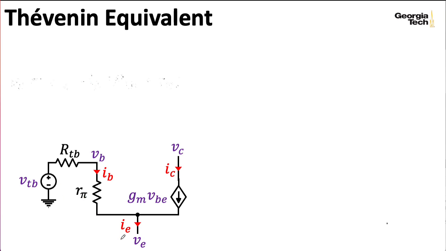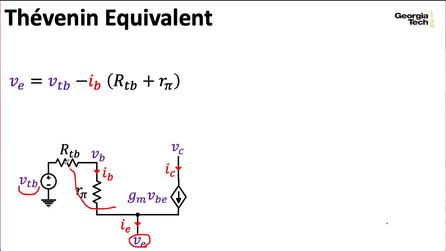All right, so we can say that the voltage at the emitter here is the voltage associated with this Thevenin equivalent for the base, minus whatever voltage is lost across this series combination of resistances, RTB, and our small signal input resistance, R pi. And here I can write that down according to Ohm's law by multiplying by this current IB. Now, I really want a relationship that relates VE and IE.